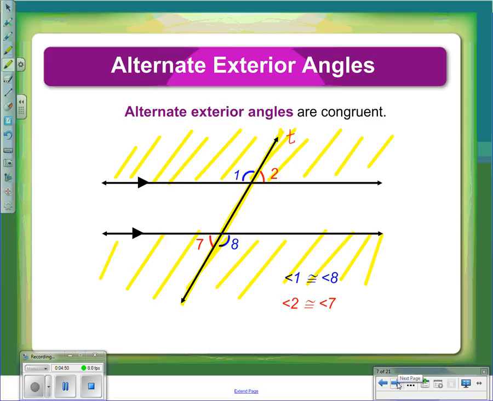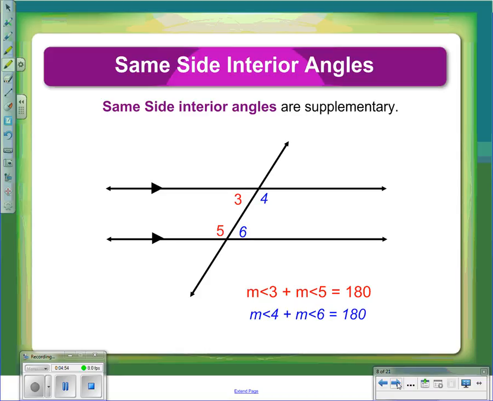That's all the information on your first page. Flip to your second page, and we're talking about same side interior angles and same side exterior. So let's think about this. Same side means it's on the same side of the transversal.